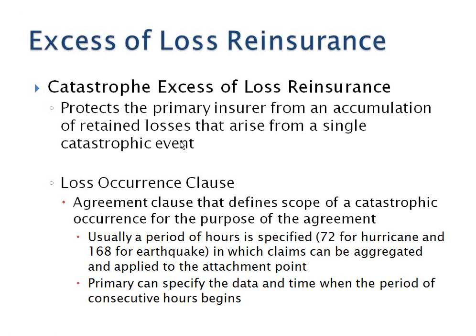Another question: how does the 950,000 excess 50 relate to the 1.4 million? So I'm going to go back one slide here.